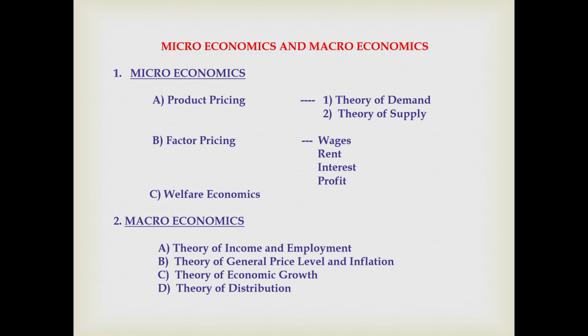Here the term microeconomics has been derived from the Greek word mikros, which means small. It studies the economic actions and behavior of individual units and small groups of individual units. So microeconomic theory deals with three concepts. Product pricing. In product pricing, there are two types of theory discussed: a theory of demand and a theory of supply. And the second concept is factor pricing. Under this, wages, rent, interest, and profit are discussed. And the third one is welfare economics. So these are the microeconomics.